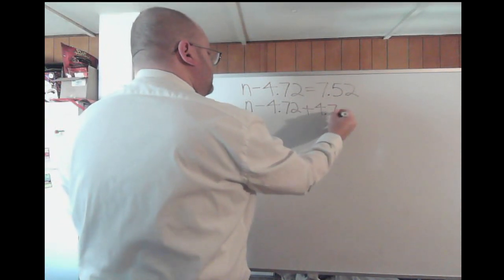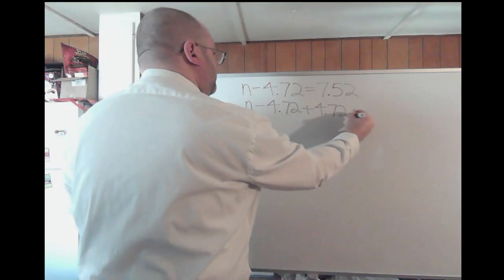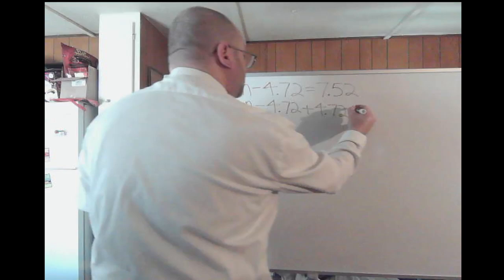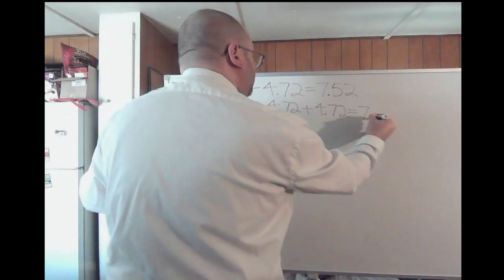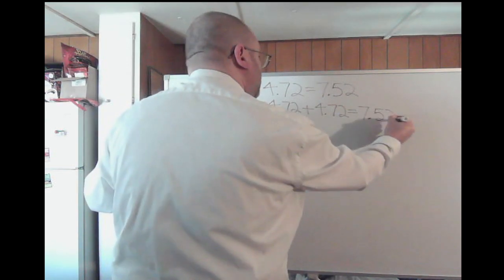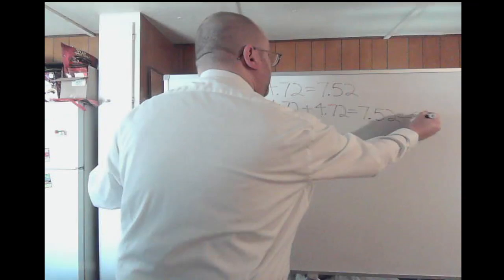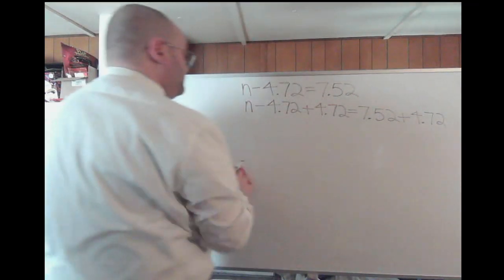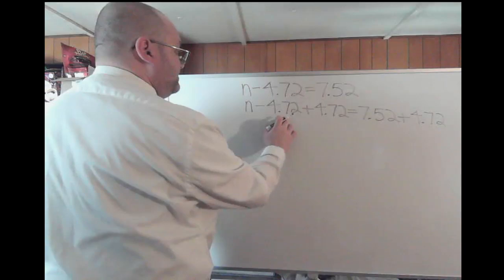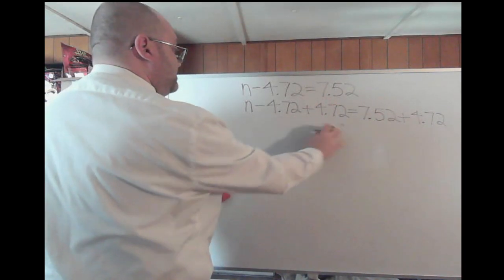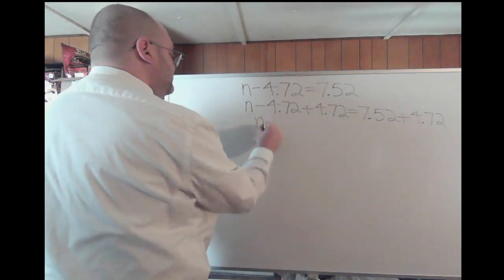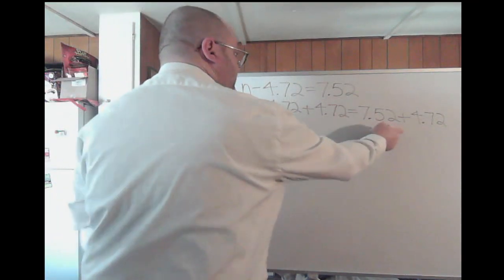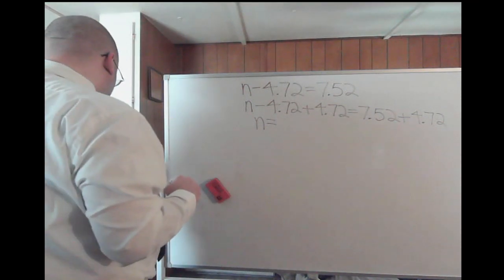So we have n minus 4.72 plus 4.72. Why am I doing another plus? I need to make that an equal. Is equal to 7.52 plus 4.72. Okay, so you have minus 4.72 plus 4.72. That goes to 0. n is now by itself. All you got to figure out is what is 7.52 plus 4.72.